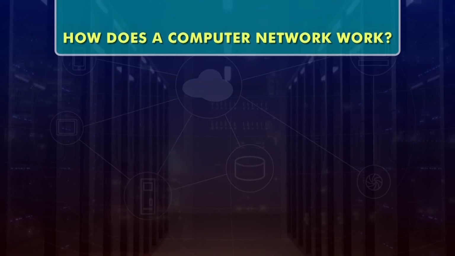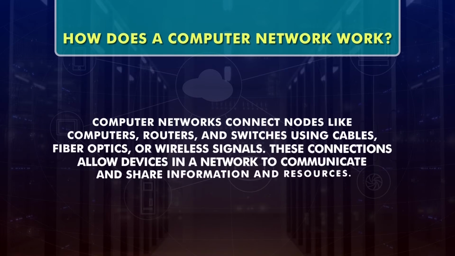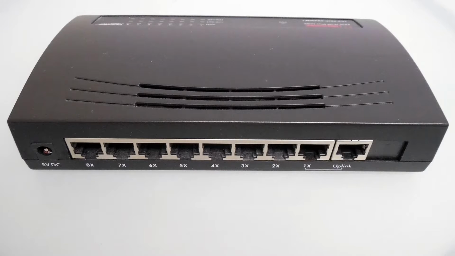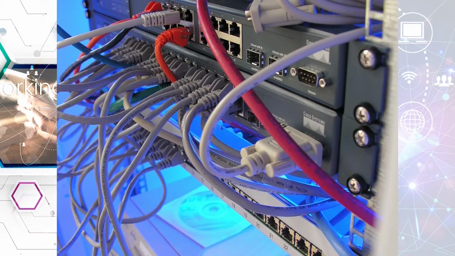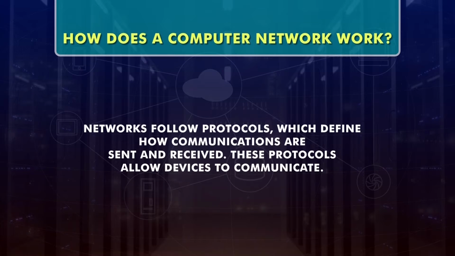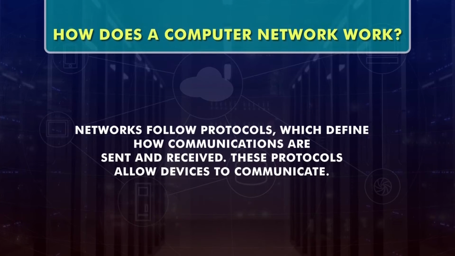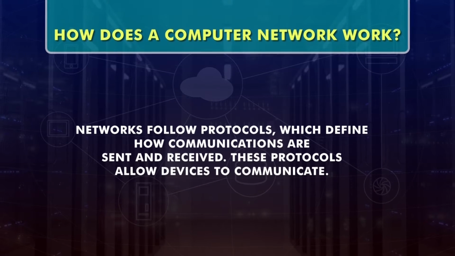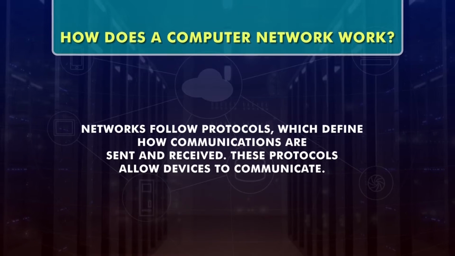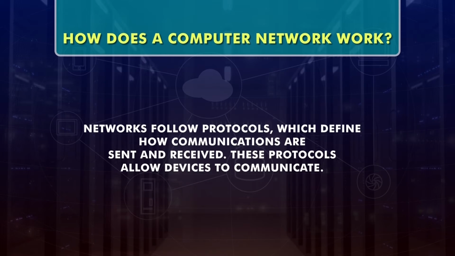So how does a computer network work? Computer networks connect nodes like computers, routers and switches using cables, fiber optics or wireless networks. These connections allow devices in a network to communicate and share information and resources. Networks follow protocols. These are nothing but a kind of guidelines which define how communications are sent and received. These protocols allow devices to communicate.